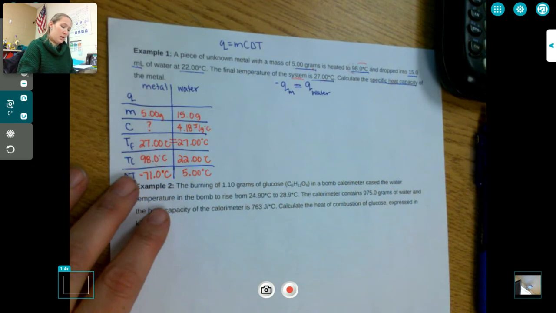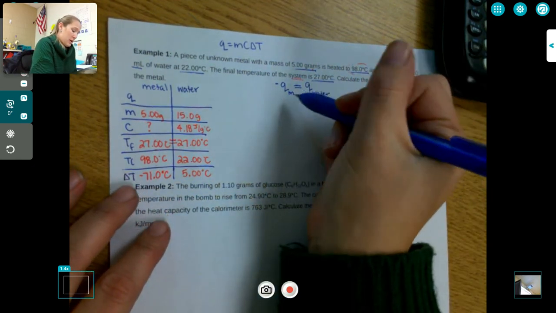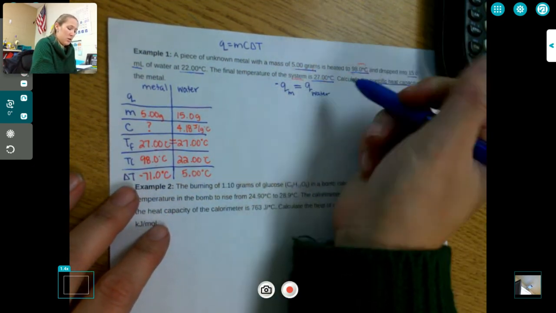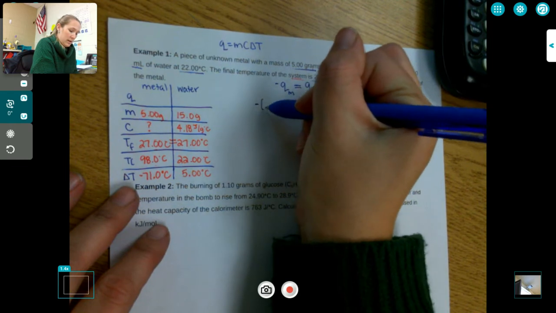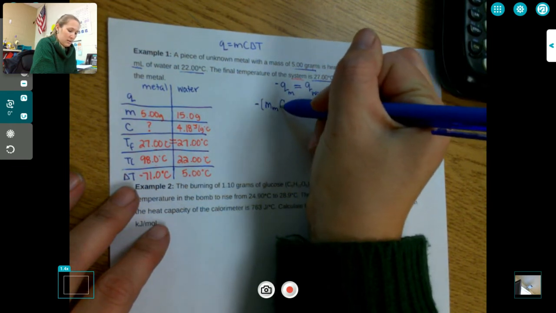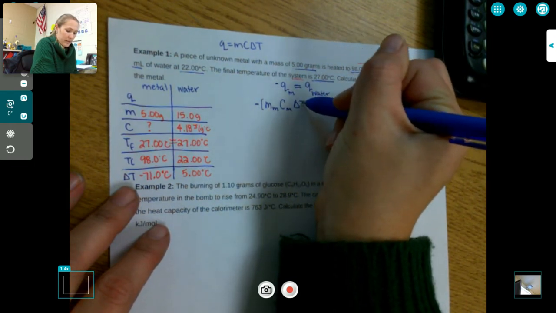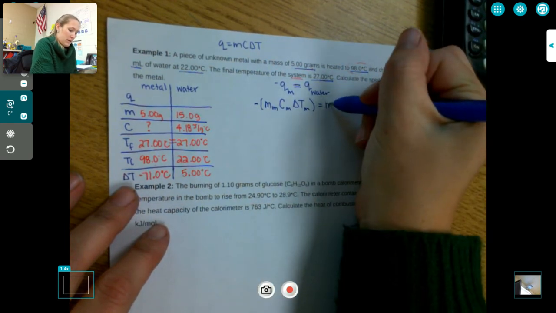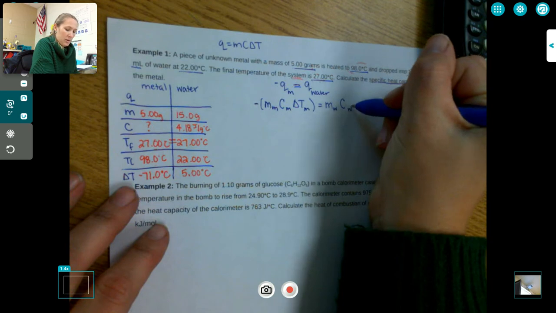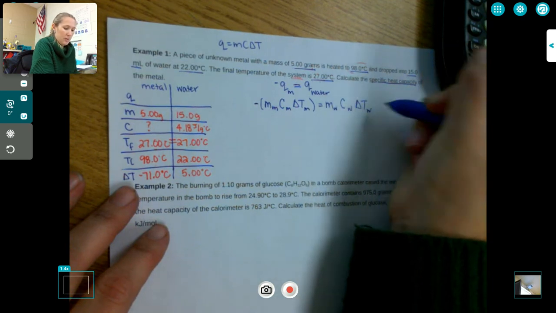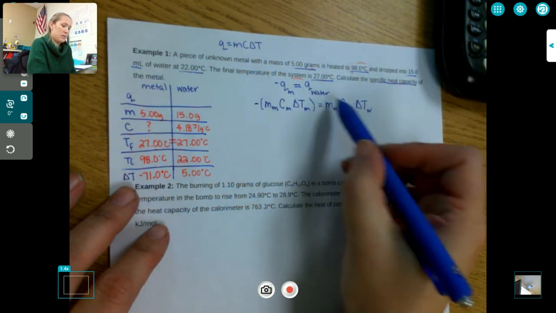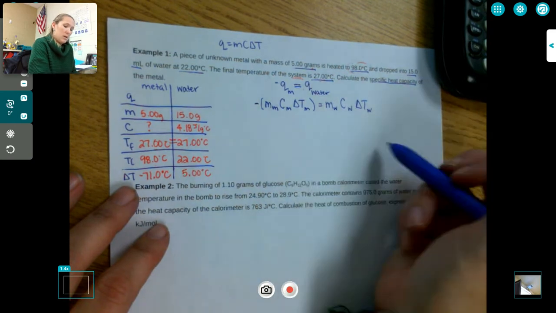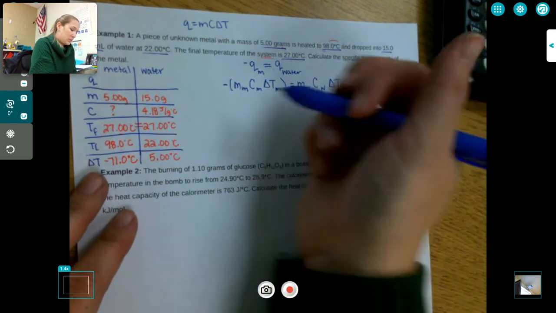So now we can go ahead and plug in. Remember this, Q is equal to negative m of my metal, c of my metal, delta T of my metal, which is equal to m of my water, specific heat of my water, delta T of my water, right? I've just plugged in for Q because we said Q is mc delta T.